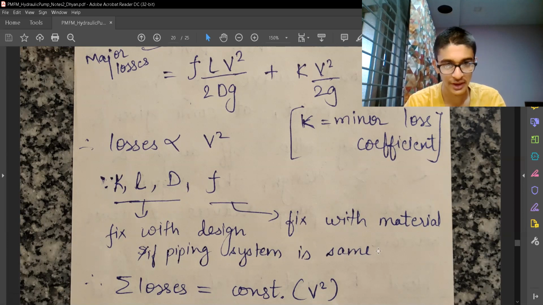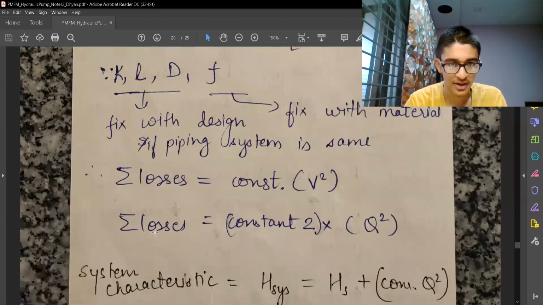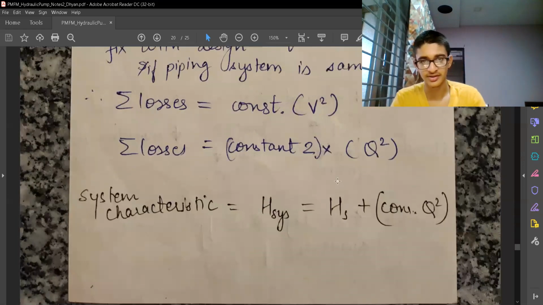they are all in the piping system. So once we have a fixed piping system, once we have installed the pump, we have designed the pump, the material of the pump is fixed and the piping system is fixed. All these are constants. So we have only a function of velocity. Losses are only a function of velocity square. So losses are some constant times Q square because velocity square is directly proportional to Q square. So now we can write the system characteristic: H system is equal to H static plus some constant into Q square. Losses are the summation of all losses.